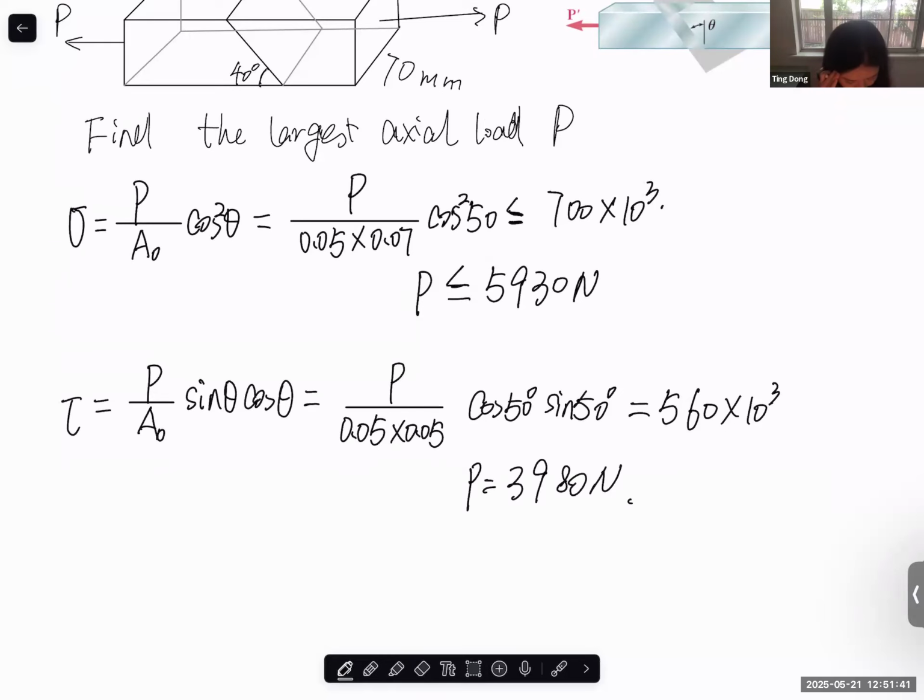What is the maximum P that can be applied? See, it's equal. What is the maximum P that can be applied? Yes, thank you.